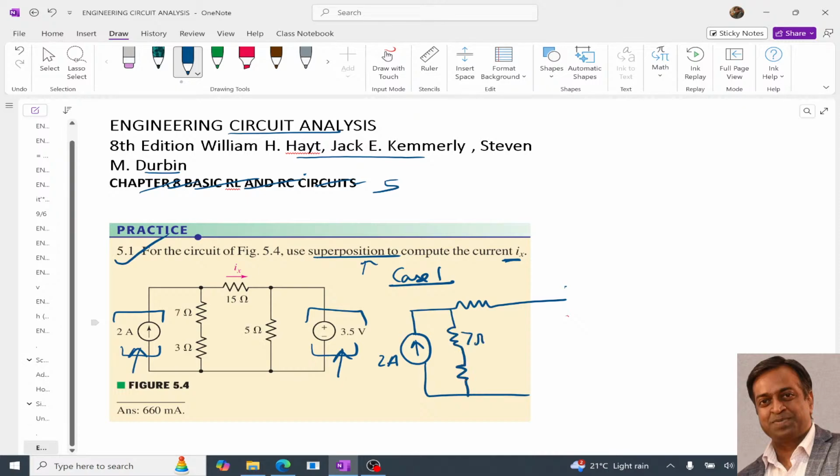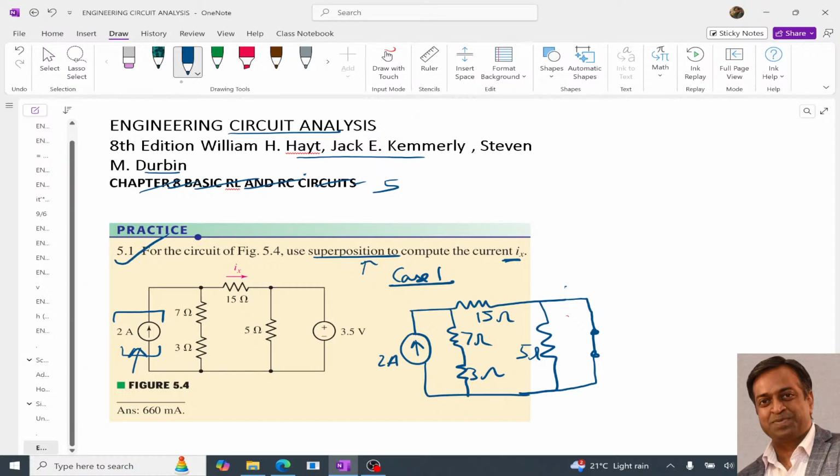so it is 7 ohm, it is 3 ohm, this is 15 ohm, and since this 3.5 is a volt source, we know that when we deactivate this voltage source, it will be replaced with a short circuit, right? So we get this.